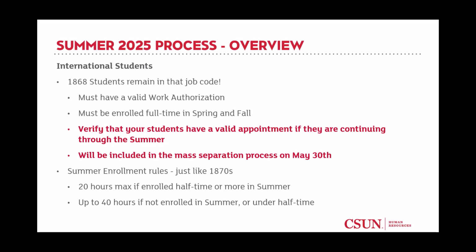The summer enrollment rules are essentially like 1870, except instead of transferring them over, it's just more related to the hours, as far as the maximum that they're allowed to work. So if your 1868 student is enrolled half-time or more in the summer, then business as usual, they can work 20 hours maximum. But if they are not enrolled or under half-time, then they can work up to 40 hours.